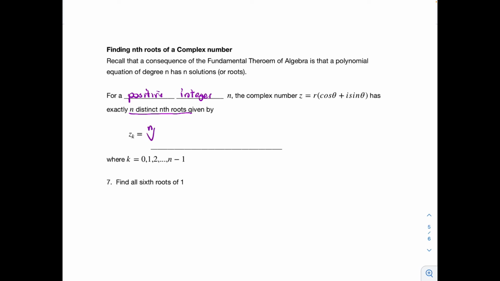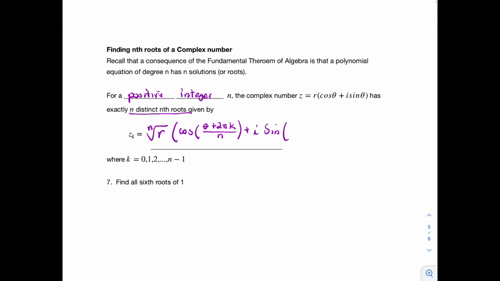So z sub k, which represents the kth root of this problem, is found by taking the nth root of r times the cosine of theta plus 2 pi k over n, plus i sine of the same angle, which is theta plus 2 pi k over n.